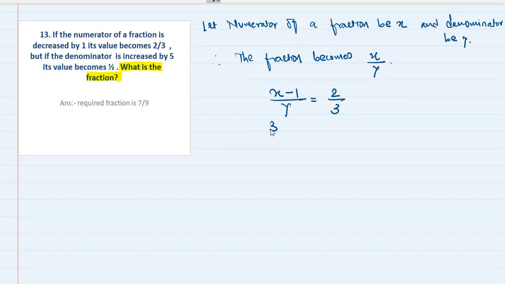Let us simplify it. 3 bracket x minus 1 is equal to 2y. 3x minus 3 is equal to 2y. 3x minus 2y is equal to 3. Equation number 1.